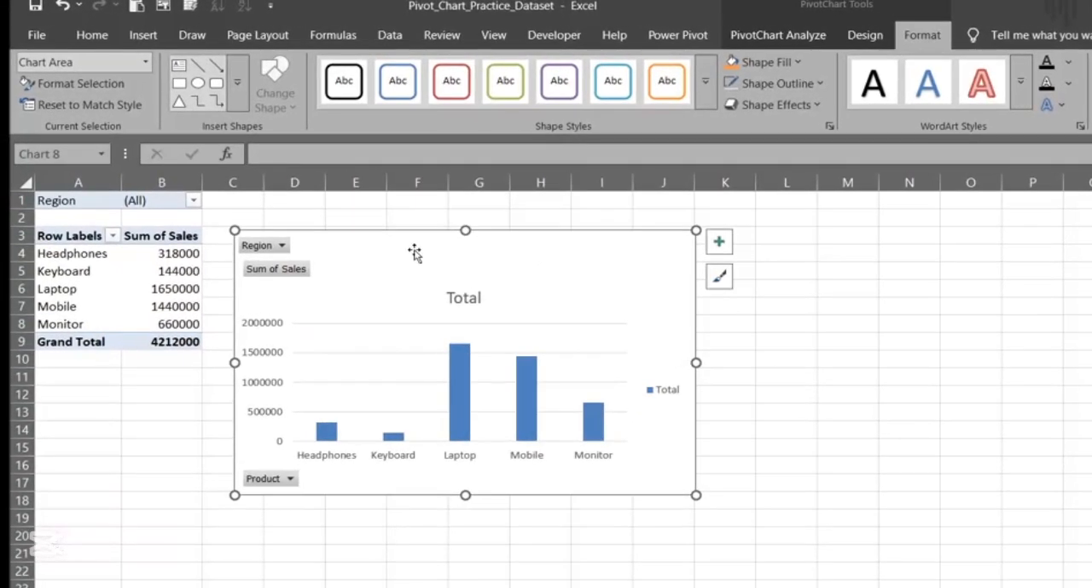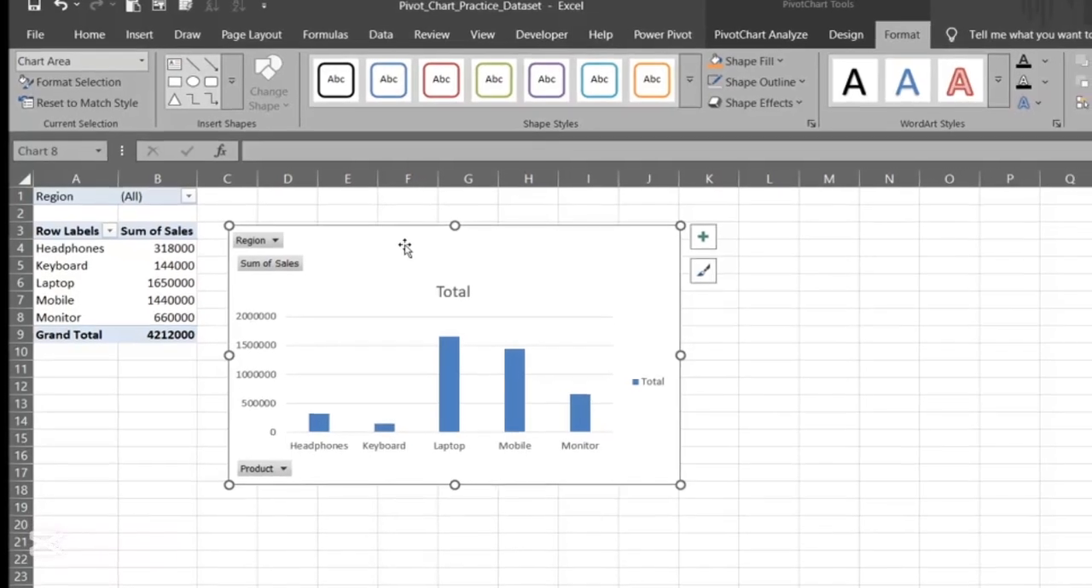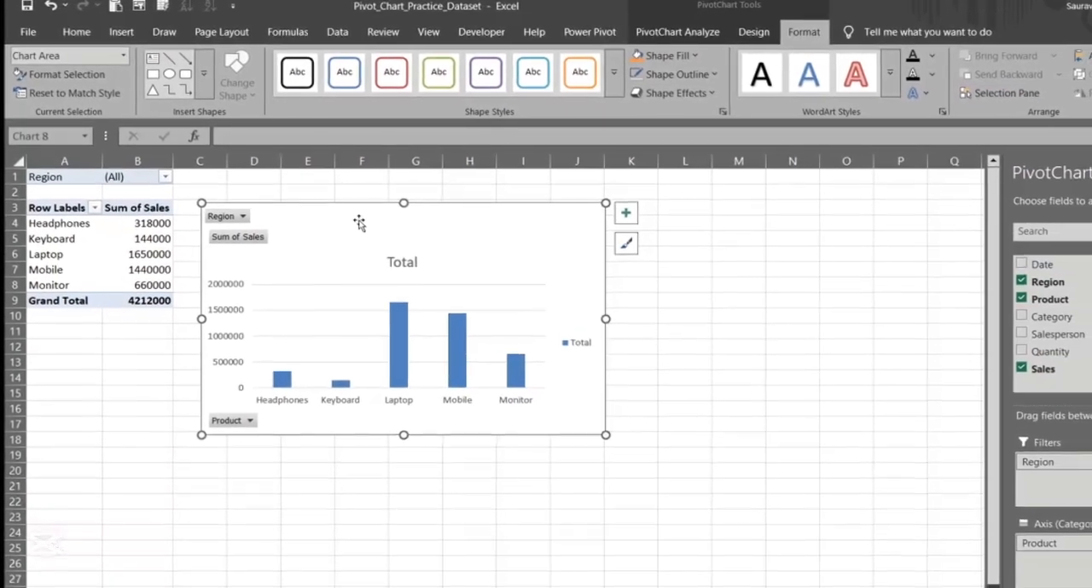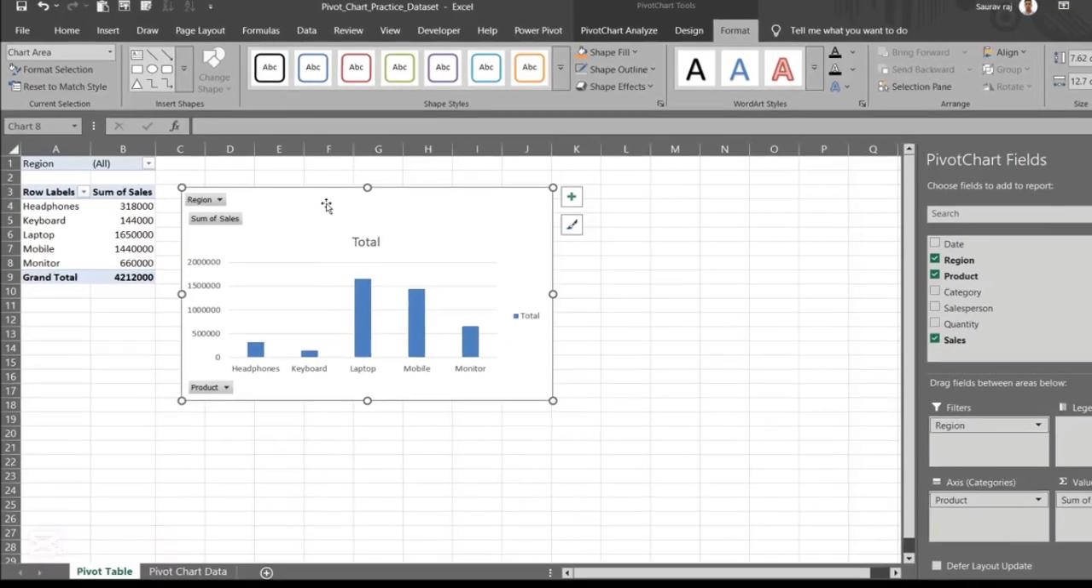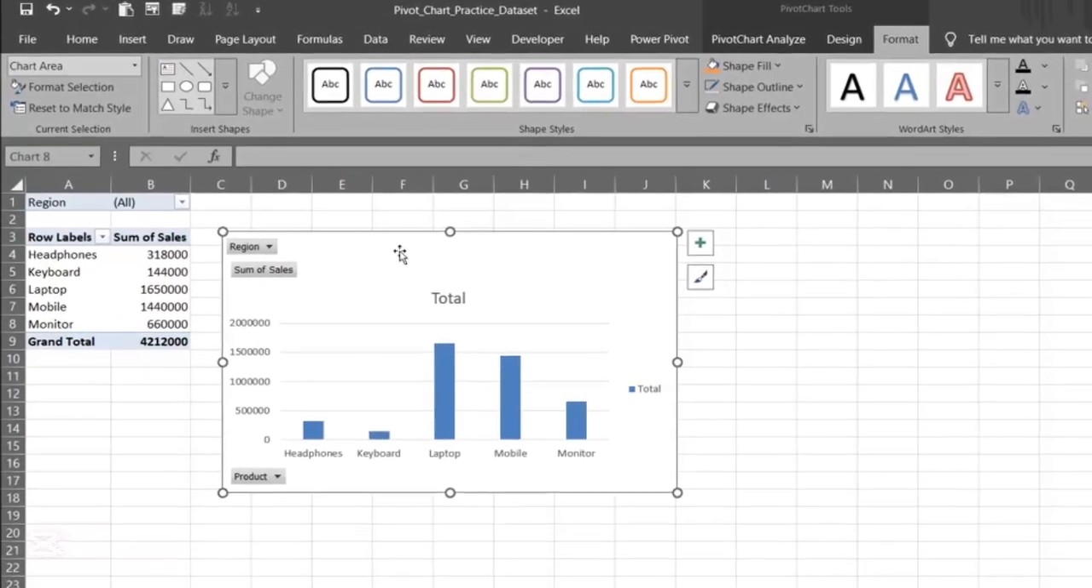But hold on, creating a chart is not a big task. So in the next minute, I will show you the feature that makes pivot charts much more powerful than Excel charts. But before we continue, take a look at this chart.